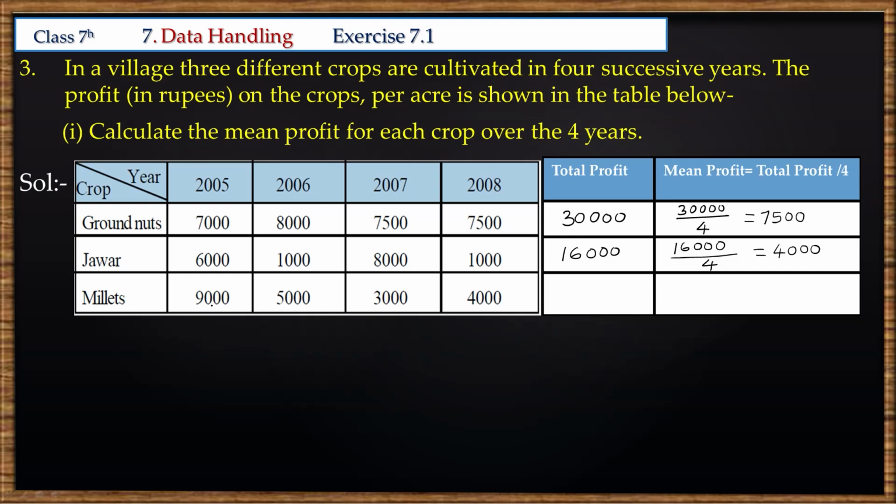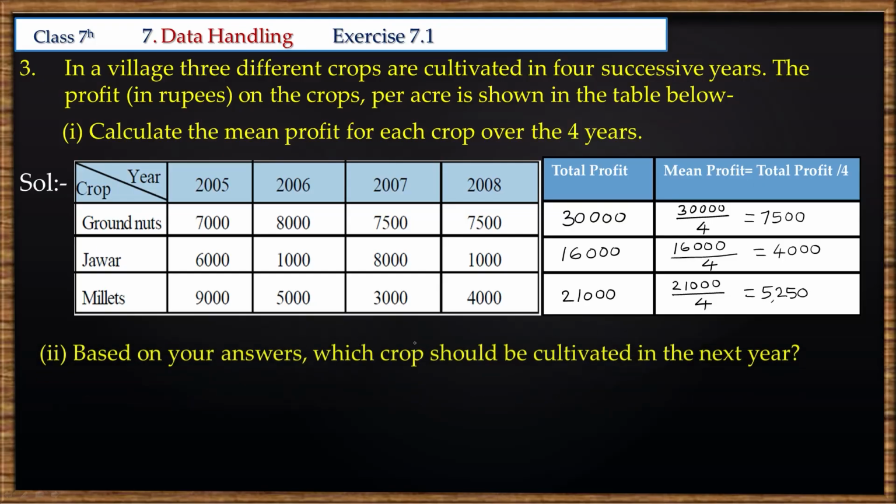And for the millet, the total profit is 9 plus 5, 14. 14 plus 3, 17. 17 plus 4, 21. 21,000. So mean profit is 21,000 divided by 4. If we divide 21, 4 5s are 20, the remainder is 1, will become 10. 4 2s are 8, the remainder will be 2, become 20. 4 5s are 20, 4 0s are 0. This is 5,250 rupees.